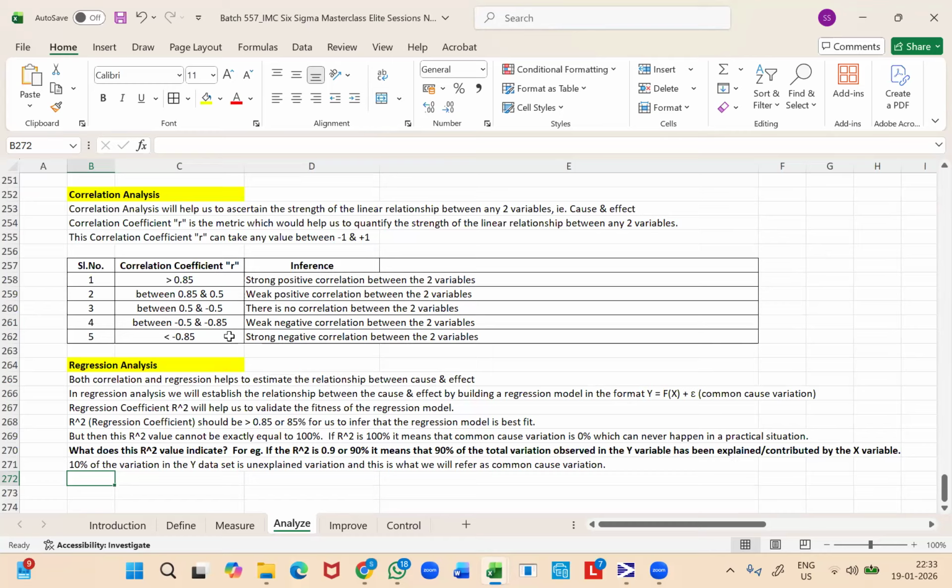But as I told you, if you are using my template, even that final inference would be displayed by this template, whether we need to accept the null hypothesis or reject the null hypothesis. And then we looked at the relationship establishing tools like scatter plot, correlation analysis, and regression analysis.